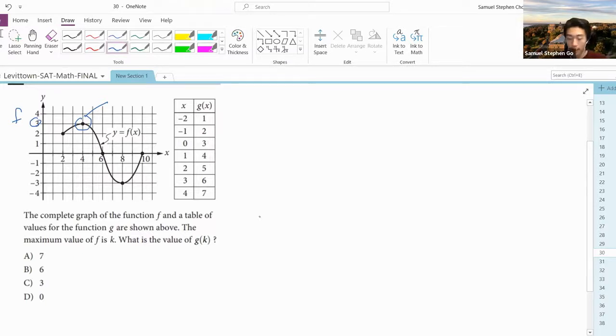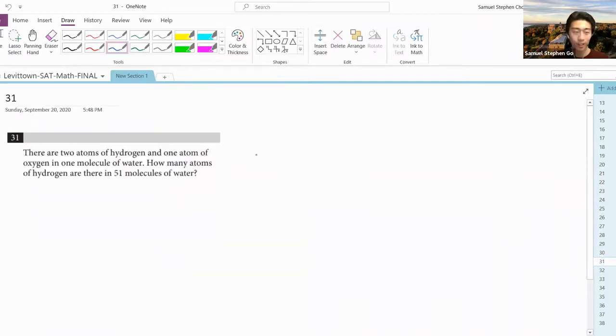So if I'm not mistaken, all we have to do here is say, okay, k is equal to 3. What is g of 3? That's all it's asking. And if you go here, g of 3 should be 6, which should get us answer choice B. And that is all. Number 31, easy problem there.